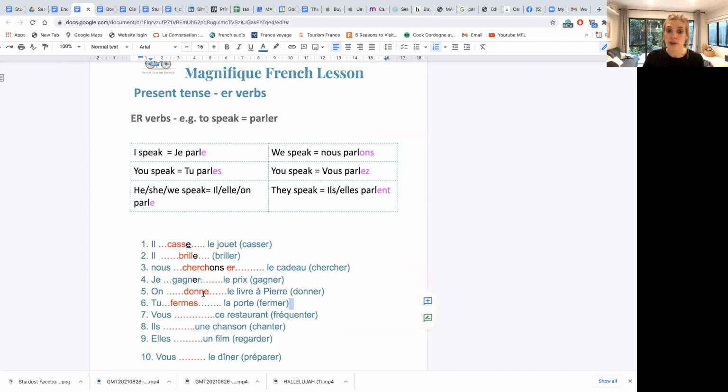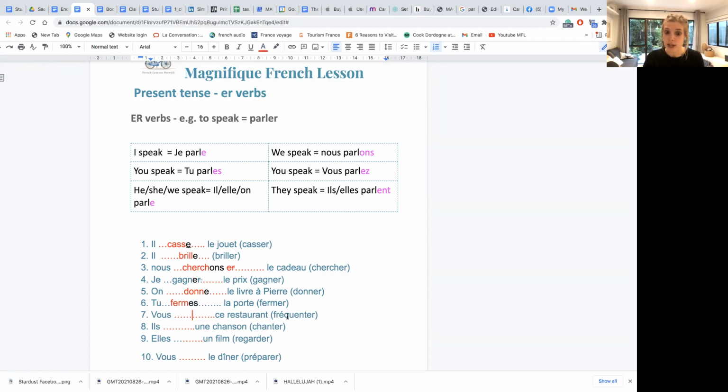Then we have on donne le livre à Pierre. So donner, ER, take it off. We have it with on, look up here, and on here has an E on the end. So we just put the E, take the ER off and pop the E back on. Voila. And then tu, fermer, ER verb. So you go to tu and see it's ES. So up here, we just take off the ER and we pop ES back onto it. Comme ça. Now let's continue the rest together.